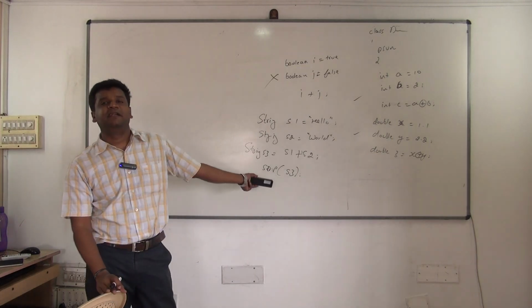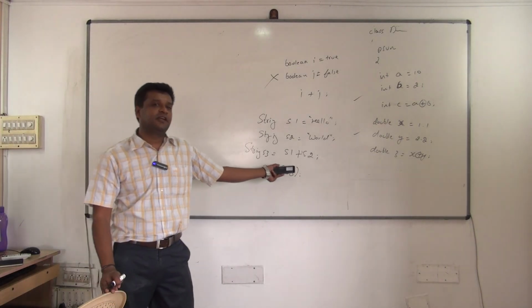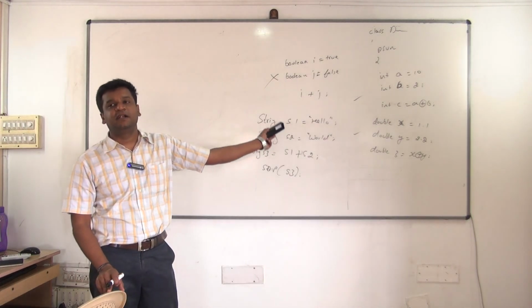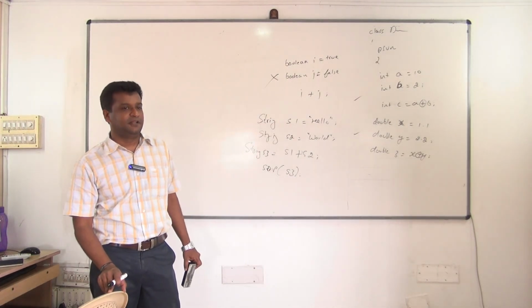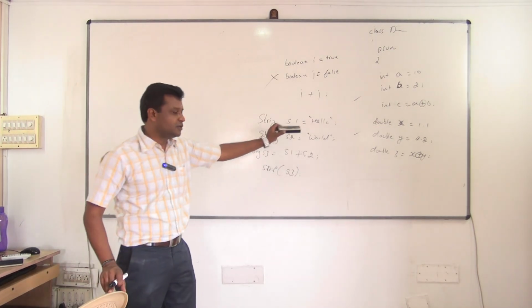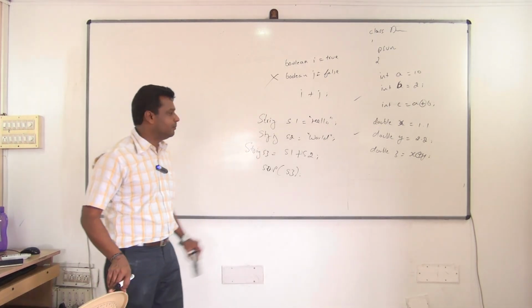So here it is concatenating. Your operands are of type string, so when it is of type string, it will append. When it is of type numeric, it will perform the arithmetic operation. There it does the arithmetic operation, here it does appending. Understood?